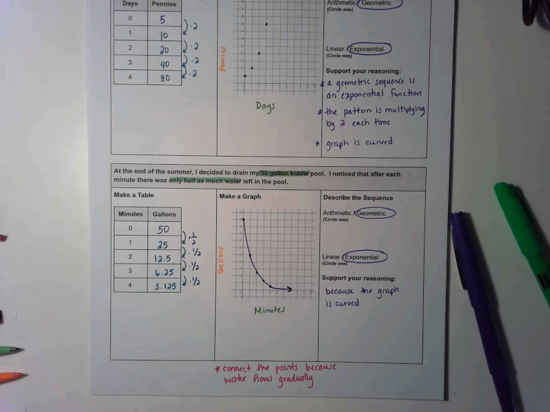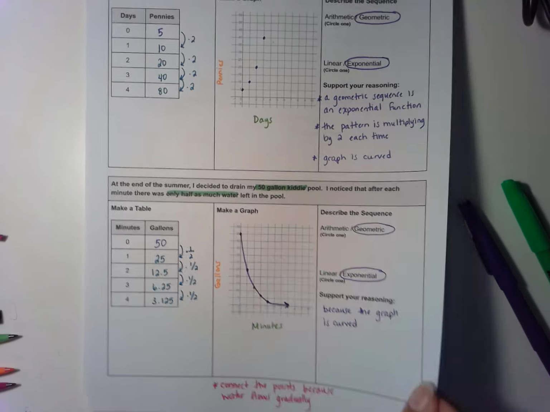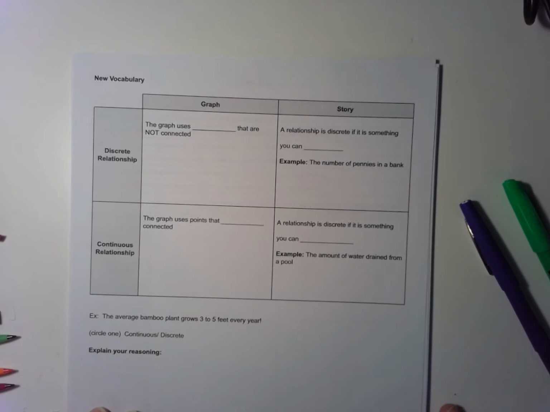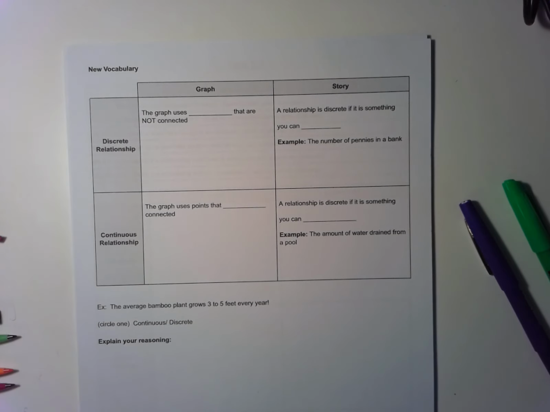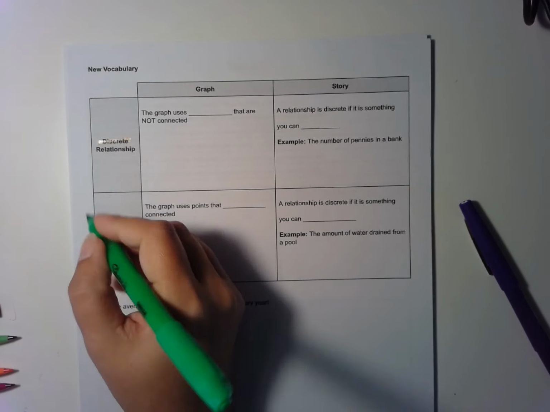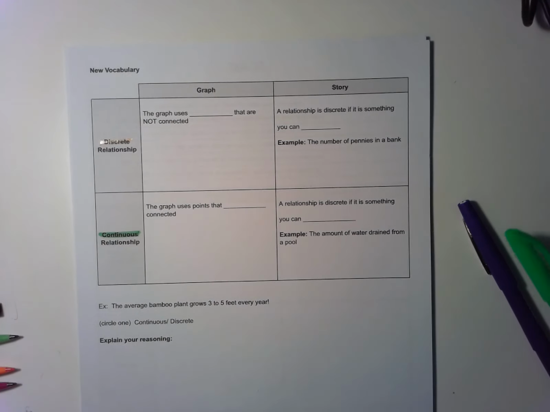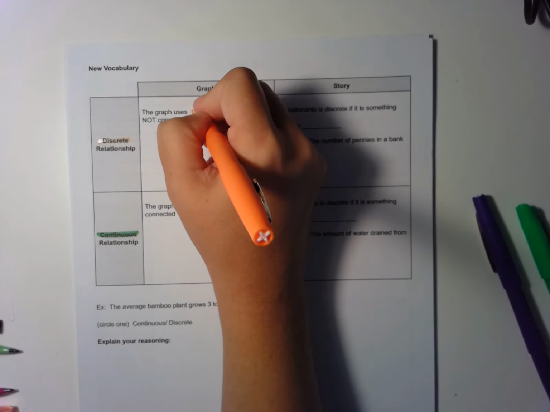Now, this idea of whether we should connect the dots or not is the second big idea of this unit. So the first big idea is just linear is the same thing as arithmetic, exponential is the same thing as geometric. But the second big idea is the idea of a discrete or a continuous relationship. So these are the two big new vocabulary words that we're going to focus on now. Discrete versus continuous. A discrete graph is a graph that uses points that are not connected.